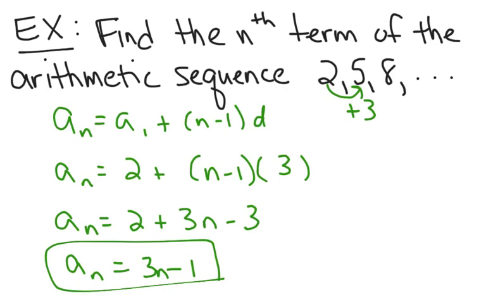So now if I wanted to find the 50th term, I could just plug in 50 for n. And 3 times 50 is 150, minus 1 is 149. So 149 would be the 50th term of this sequence.